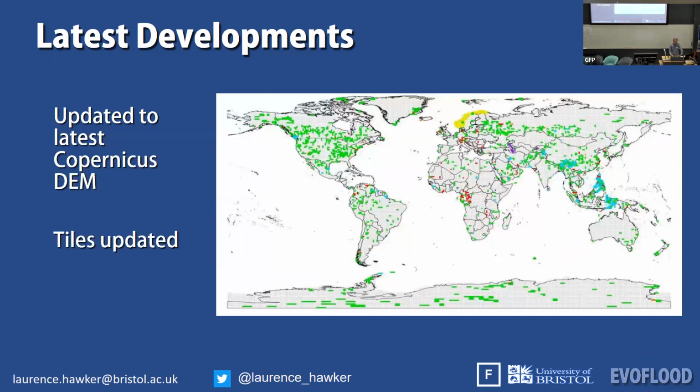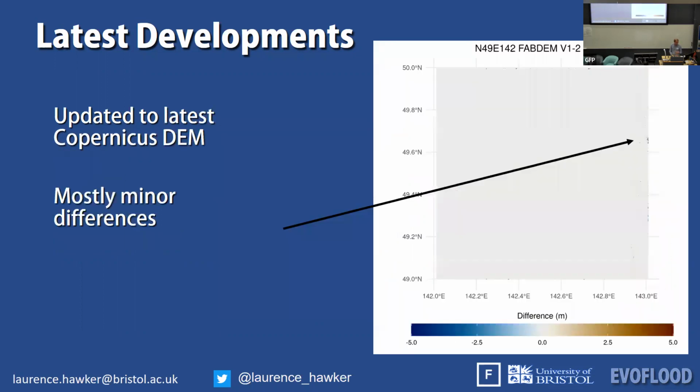The next development: we had just finished that, and then we noticed a few tiles in the northern latitudes that were a bit weird. So we had a look at these, and it turns out that Copernicus has updated their baseline DEM. So we thought, we might as well rerun the whole algorithm again. All these squares here are the tiles that the Copernicus people have changed since the one that we used. So we've rerun the algorithm.